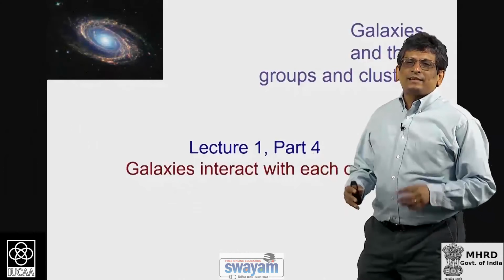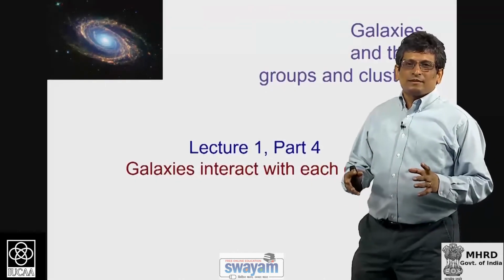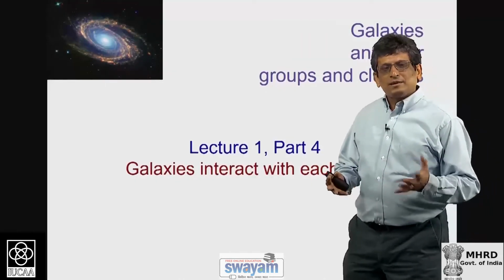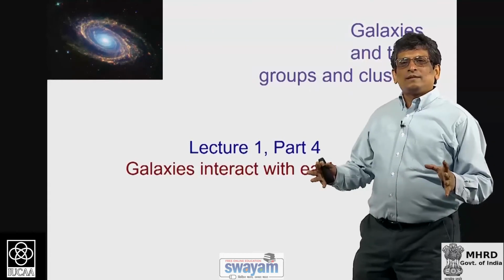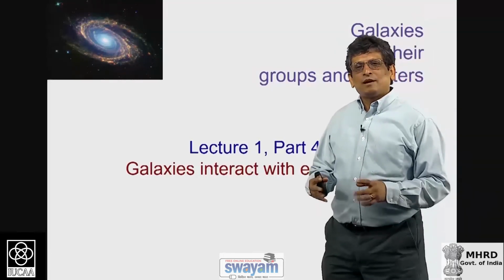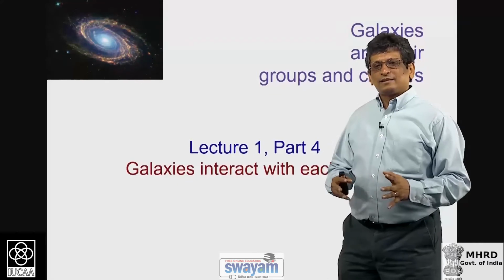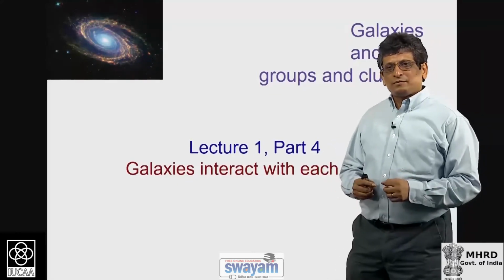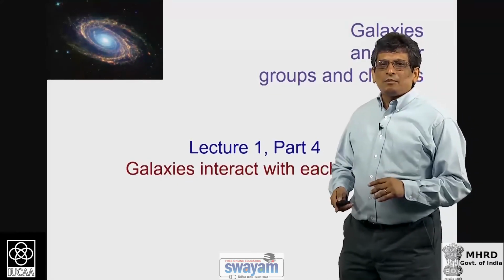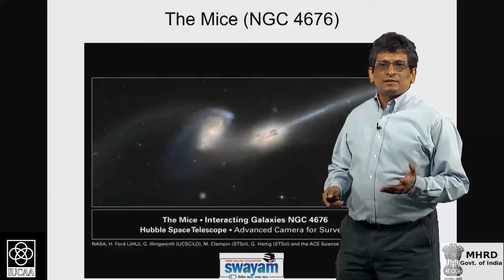So we already said that galaxies interact with each other, and our own galaxy, the Milky Way, will interact very closely with our neighbor, the Andromeda Galaxy, and even merge with it in the future. But let us see how this happens. What is the evidence of this?